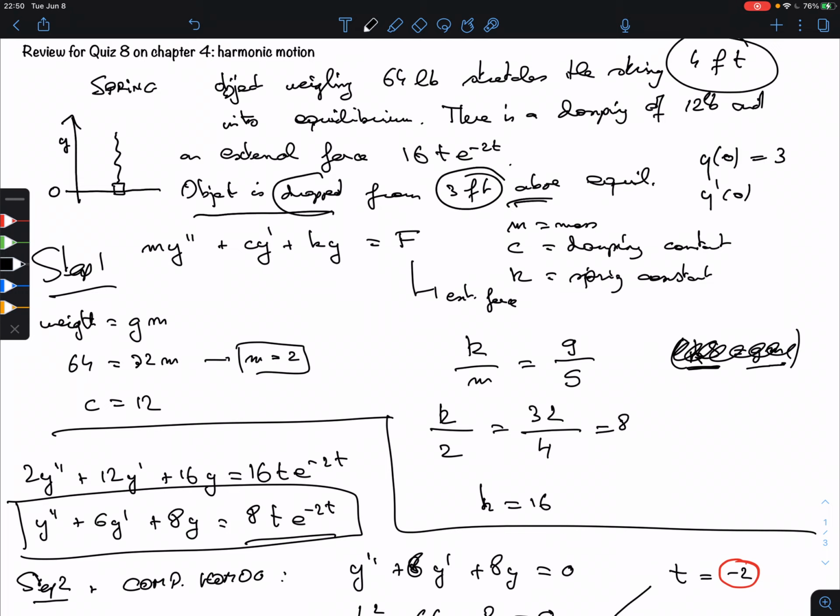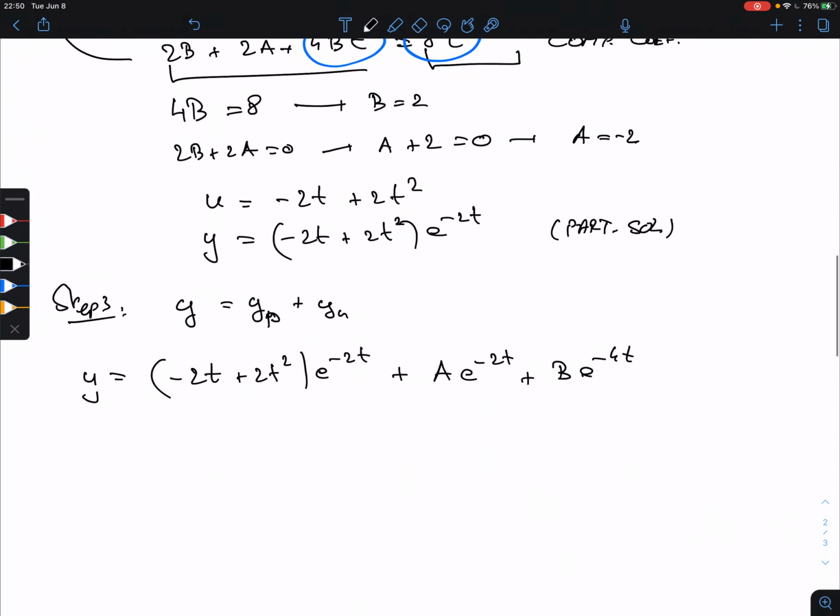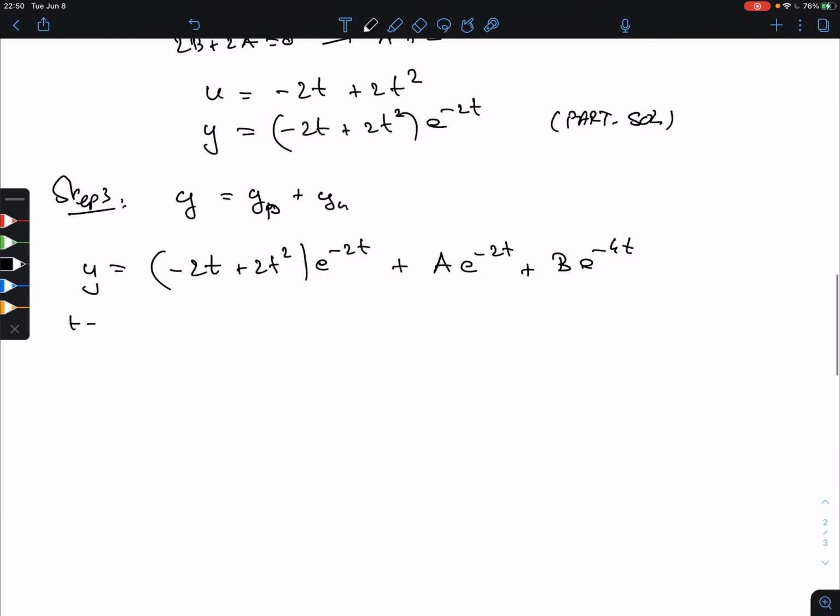It is dropped, which means there is no speed whatsoever, so that is just 0. So we plug in t is 0, then y is 3, and y prime is 0. Plugging these in, the first terms all disappear, so we find that 3 is equal to a plus b, because the exponentials all become 1s.